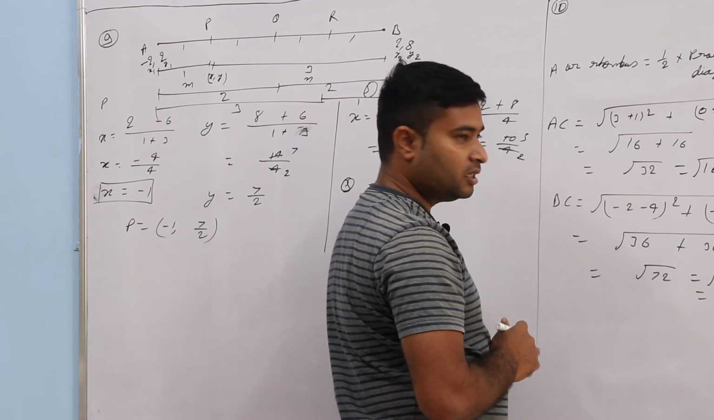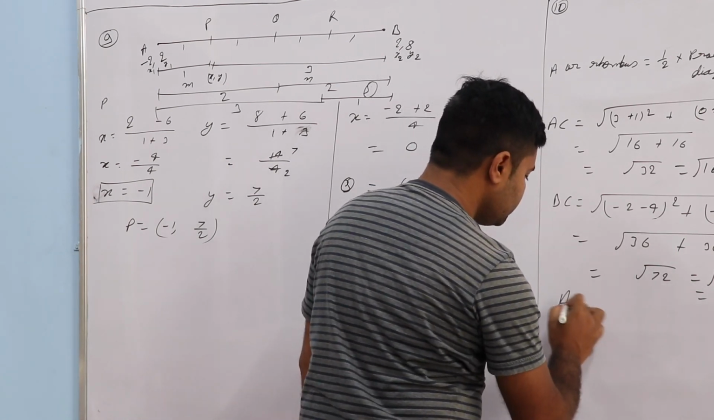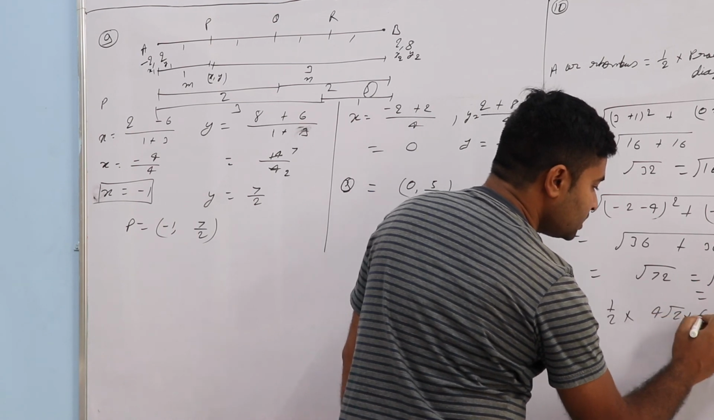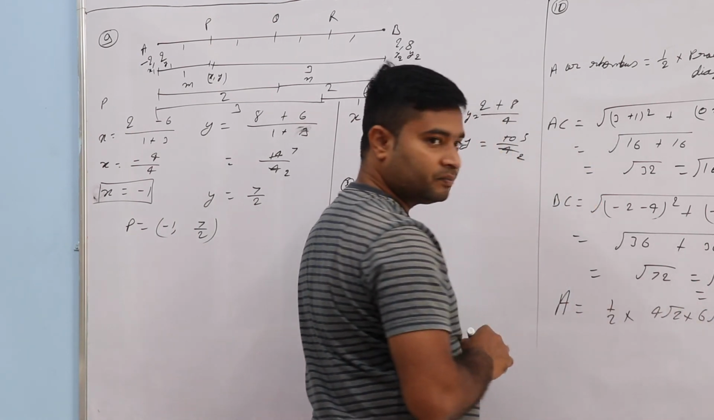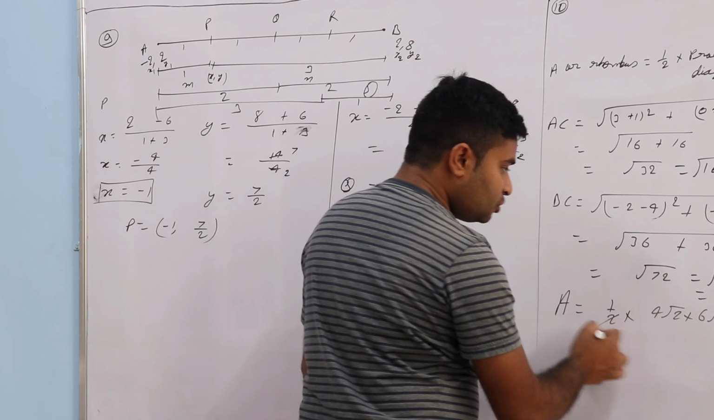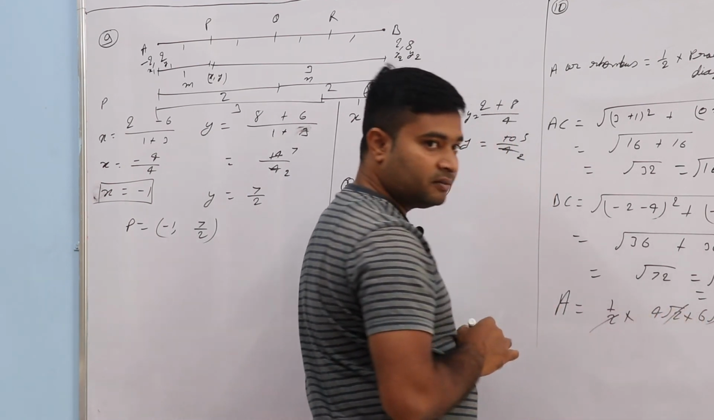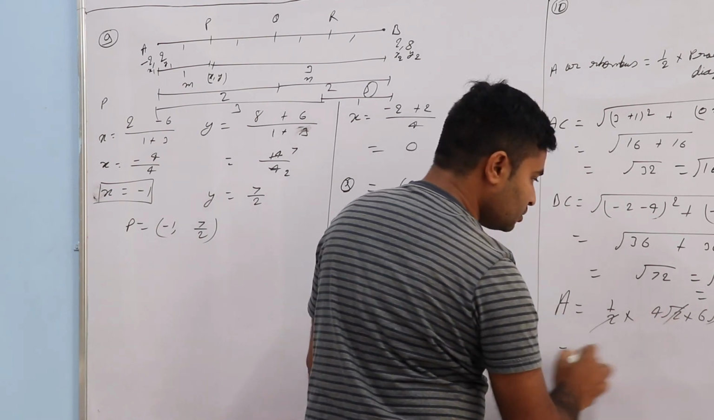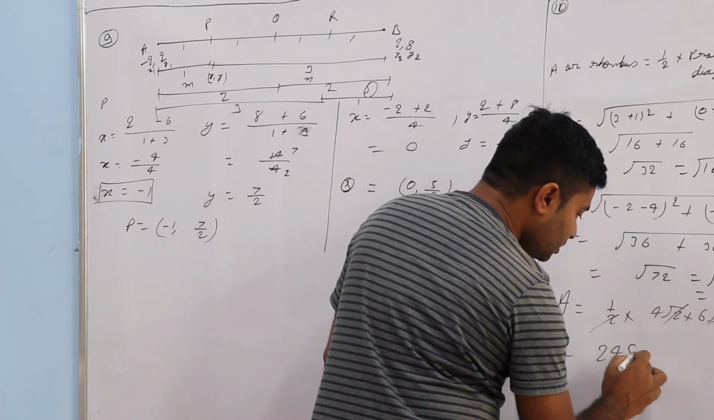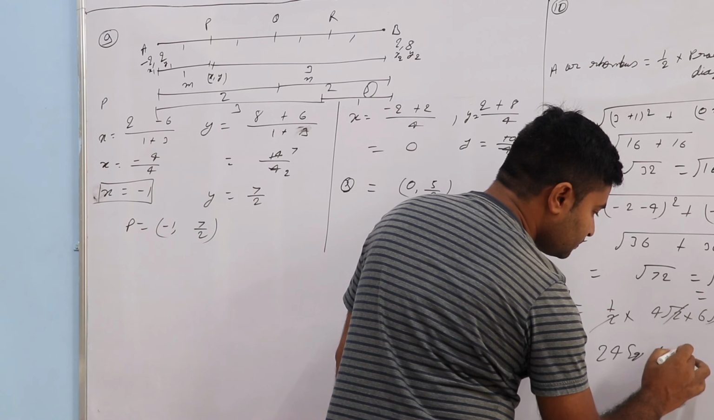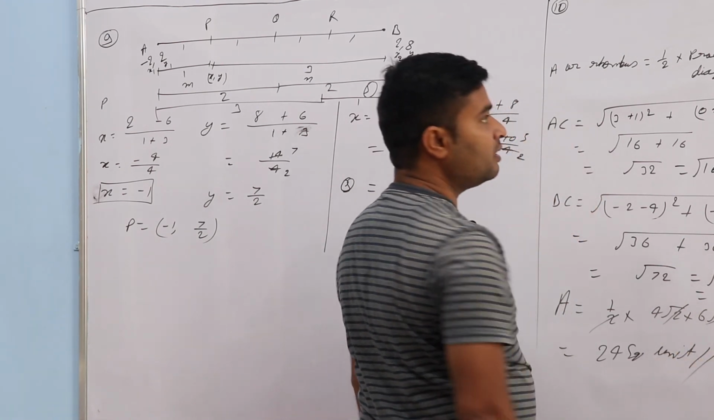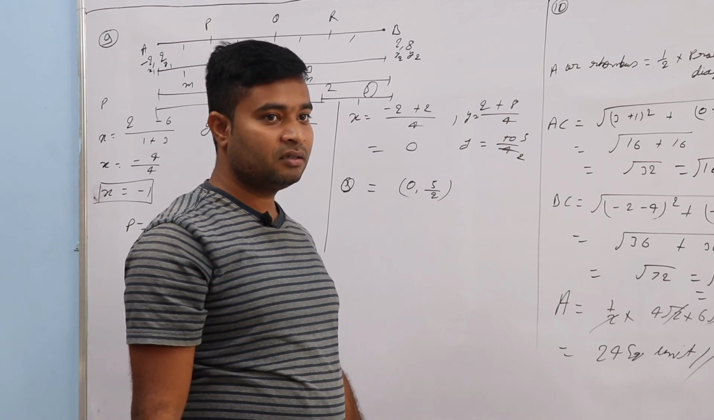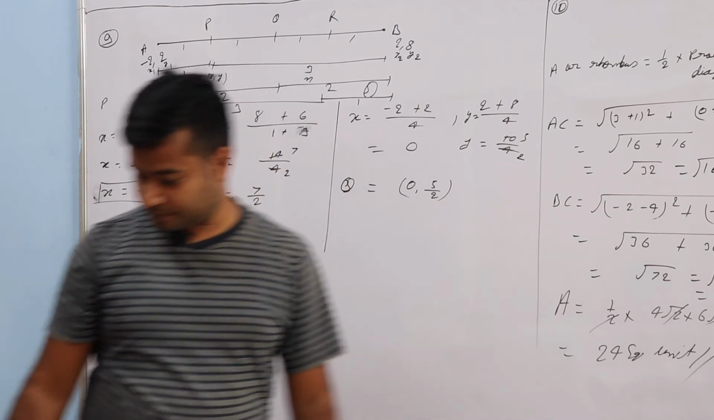Now area is equal to 1 by 2 into 4 root 2 into 6 root 2. From this, the 2 gets cancelled because root 2 into root 2 is 2. So 6 4s are 24 square units. Understood? So now your exercise 7.2 is over.